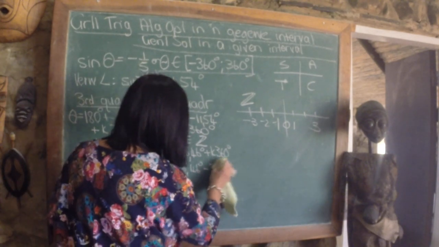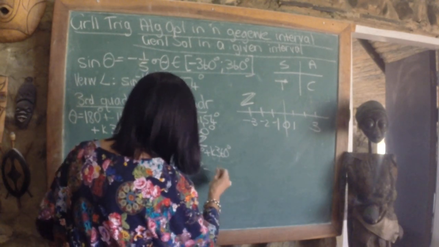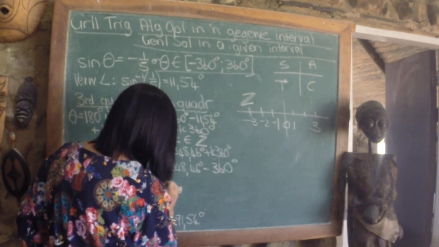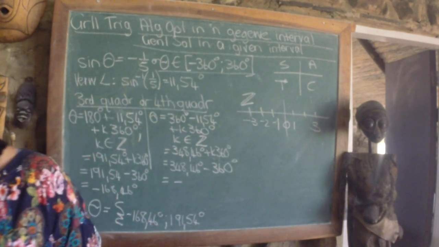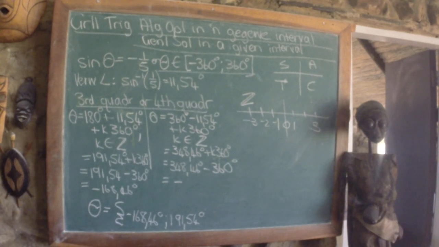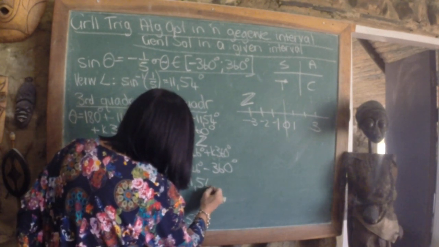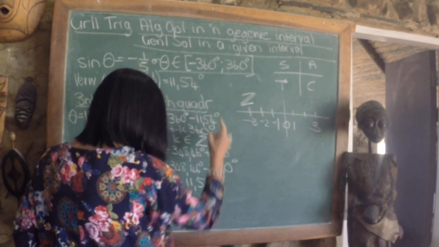Put in minus 1, it's minus 360. Then my answer over here is going to be minus 11,54 degrees. And that fits into the interval.